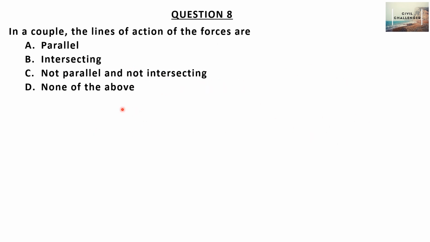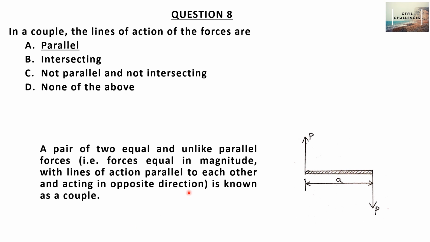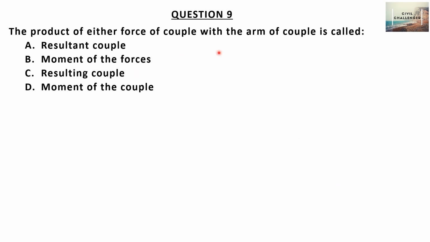Now the next question is, in a couple, the lines of action of forces are option A, parallel, option B, intersecting, option C, not parallel and not intersecting, option D, none of the above. We have seen that the lines of action of forces in a couple should be parallel. Therefore the correct answer is option A. In a couple, the lines of action of the forces are parallel.